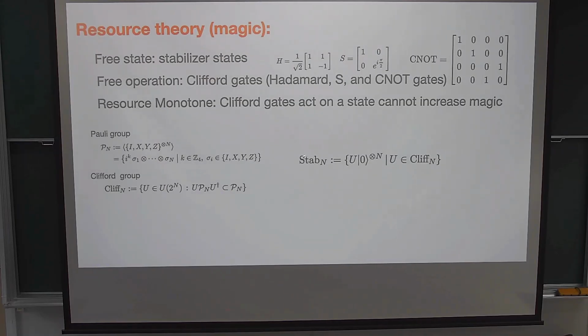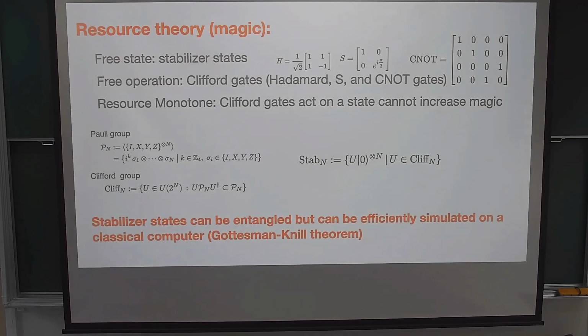For example, you can define the stabilizer state as a product of the computational basis zeros acted on by these Clifford unitaries. And then how do you define Clifford unitaries? Basically, they map one of the Pauli strings to another Pauli string. Okay.